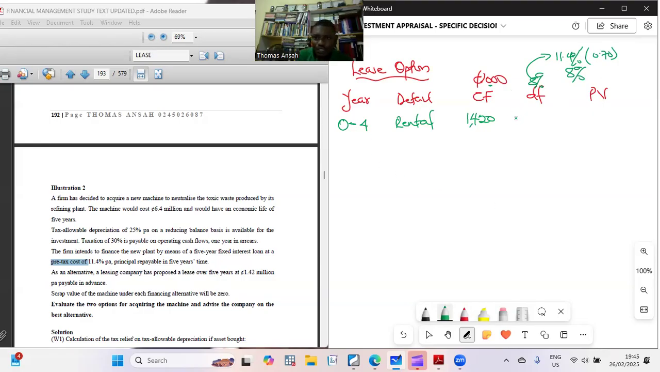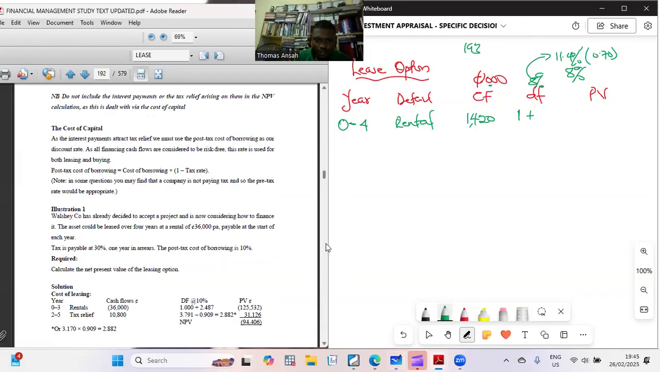The year 0 is represented by 1. Then I'll count 4 years, so 4 years at 8%. We are at page 193. The table will be given in the exam, so there is no need to be smart. Go there.